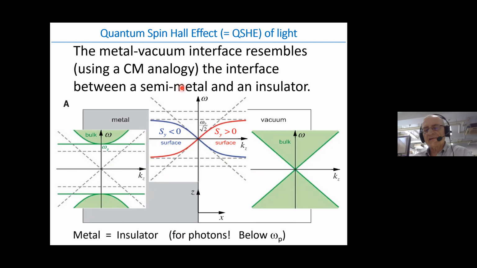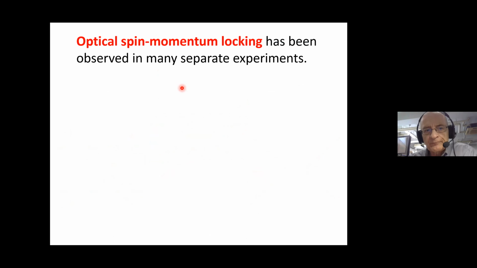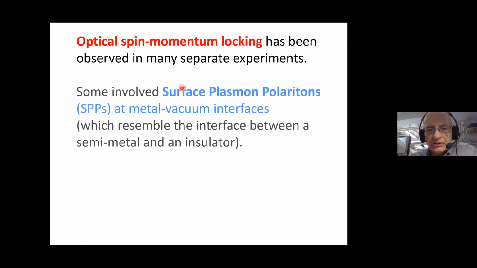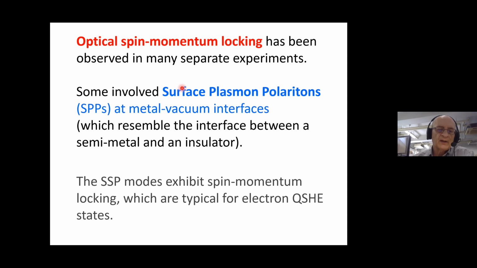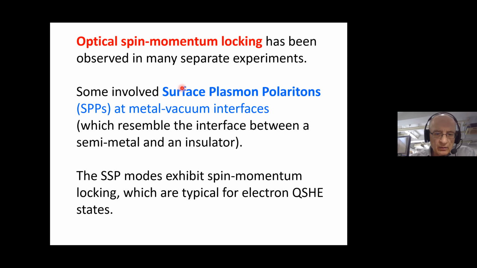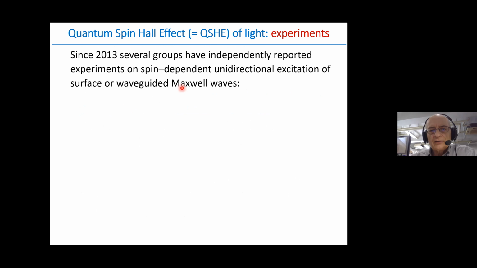So therefore, we essentially extended the analogies from electrons to photons, because we like analogies here. The optical effect has been observed in many experiments. Some involve surface plasmon polaritons at the metal-vacuum interface that resemble the interface between a semi-metal and an insulator. The surface plasmon polariton modes exhibit spin-momentum locking, which is typical for electrons in quantum spin Hall effect states. So several groups have independently reported experiments on these spin-dependent unidirectional excitations of surface and waveguide Maxwell modes.